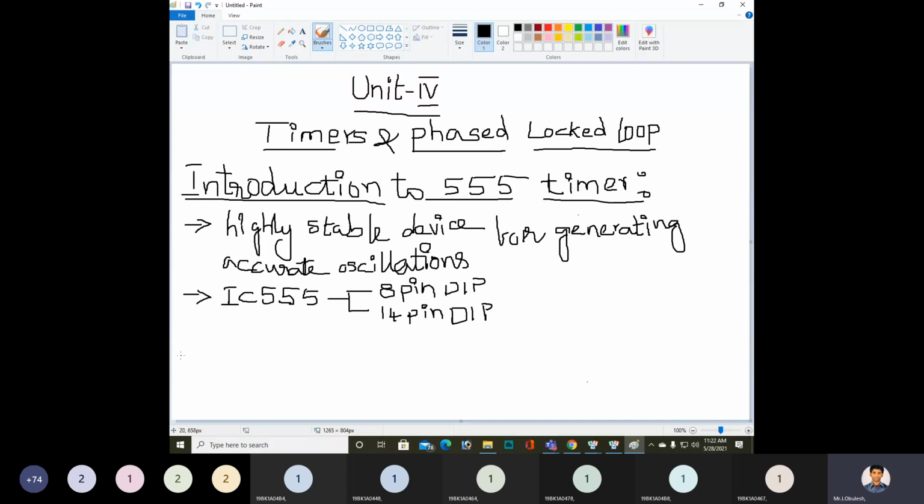It can be used with a supply voltage in the range of positive 5 volts to 18 volts.